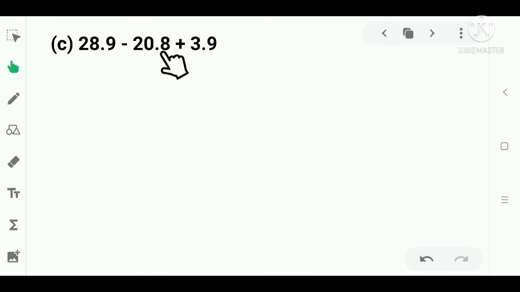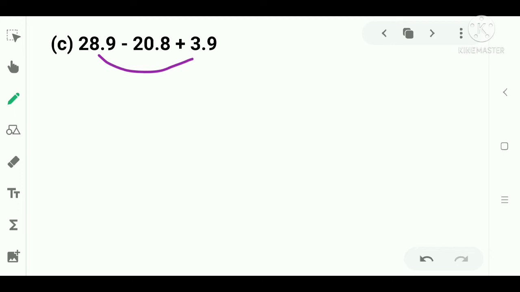This is not a positive number. And this 3.9 is a positive number because here is a positive sign, the plus sign. And this 28.9 is also positive because before this 28.9 there is no sign. No sign means this is a positive number. So we can add 28.9 and 3.9. We can't add 20.8 and 3.9 because one is a positive number and one is a negative number. We can't add positive and negative numbers. We only add positive numbers.